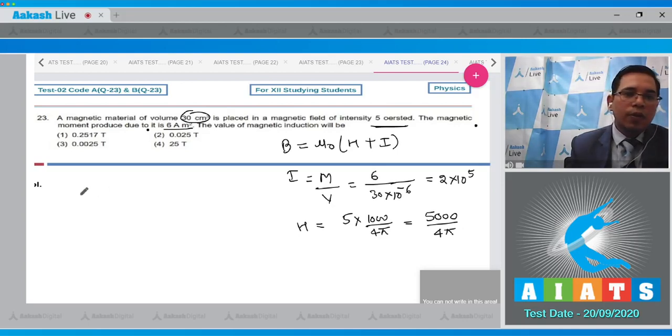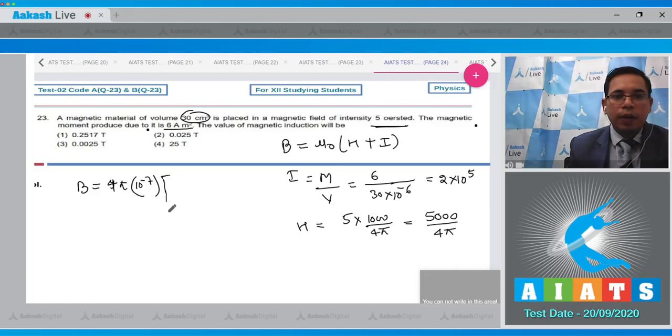Now just putting the values, we will get B equal to mu naught, that is 4 pi into 10 to the power minus 7, into 5000 divided by 4 pi plus I, which is 2 into 10 to the power 5, and after solving we will get 0.2517 Tesla. Hence option number 1 will be the correct answer.